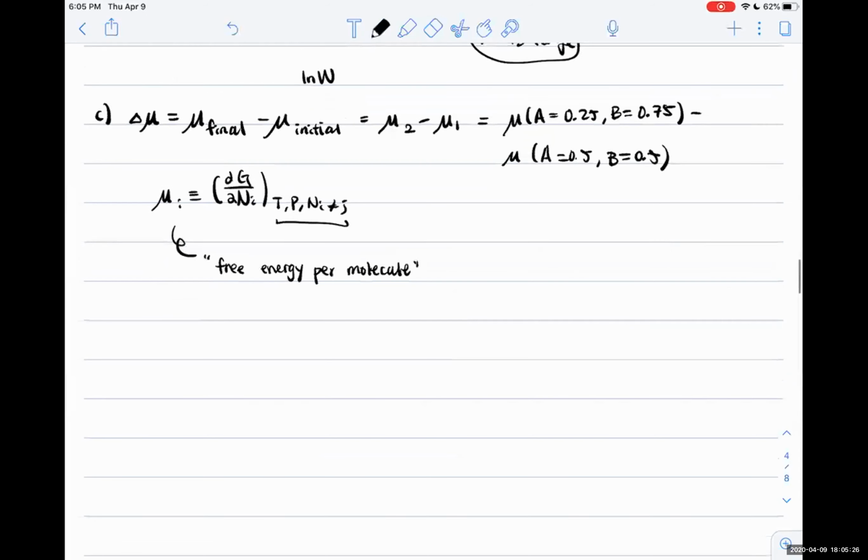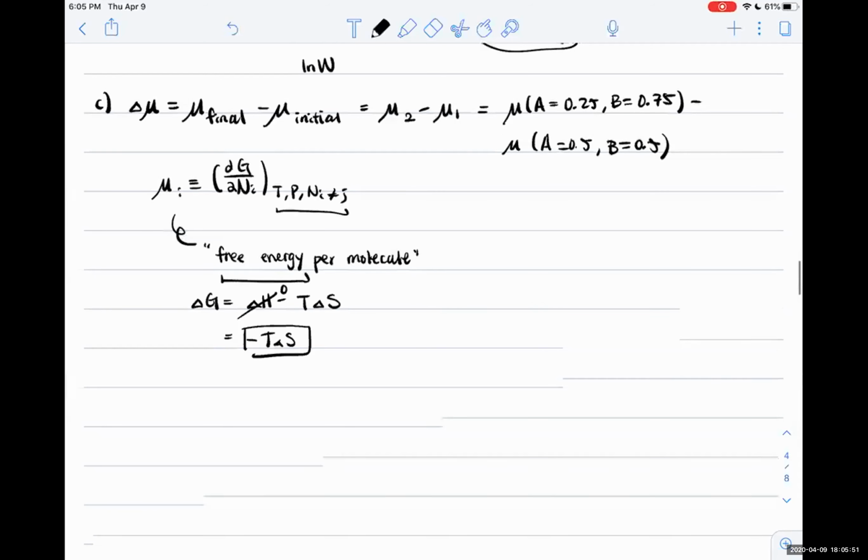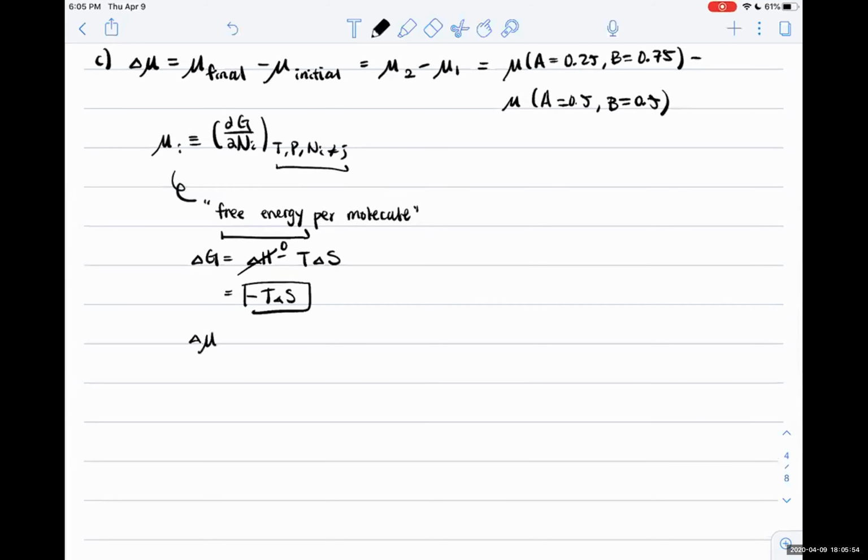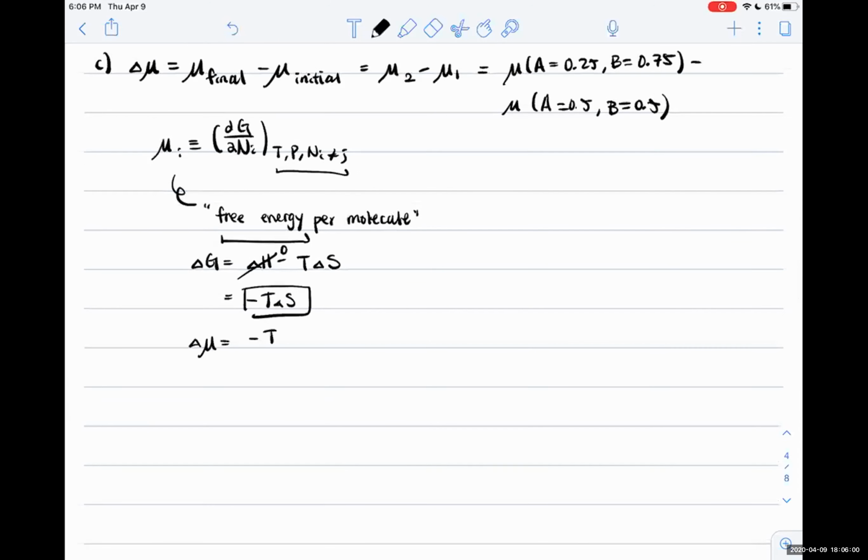So now, because we have to calculate the free energy, the free energy delta G is defined to be delta H minus temperature times delta S. And then we know that heat is not released in this condition, so we assume that delta H is 0. So it's going to be minus T delta S. So we're going to use this formula above, that the changing chemical potential is basically minus T delta S over the number of molecules we have, using this definition above.